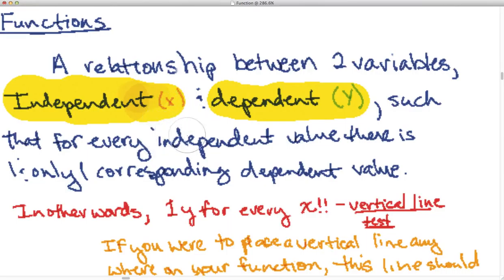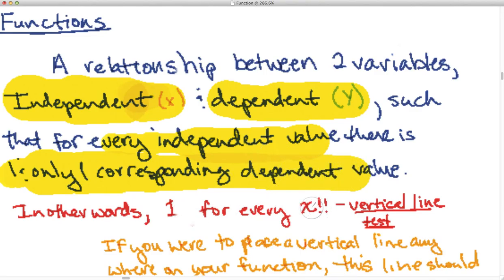And what that represents is that for every independent value, there needs to be one and only one corresponding dependent value. And this is actually incorrect over here. That means for every x, we need one and only one y. So let's rewrite that: one x for every y. Anytime we see the x's repeated with different y's, then it's not a function.